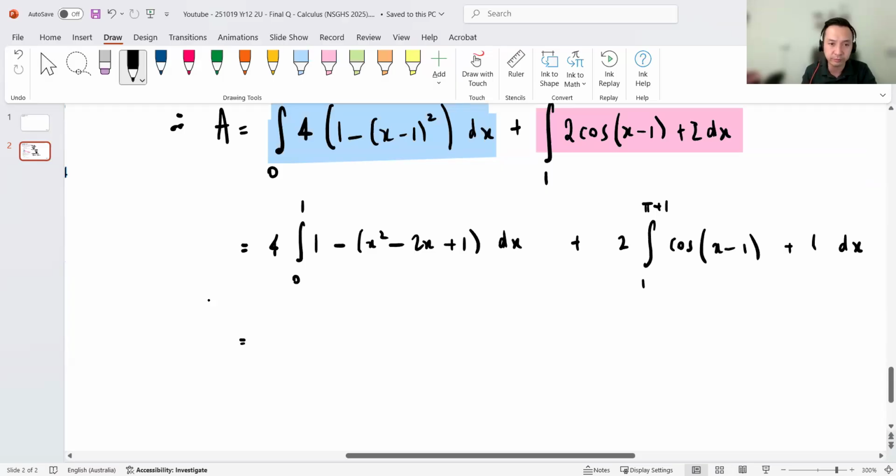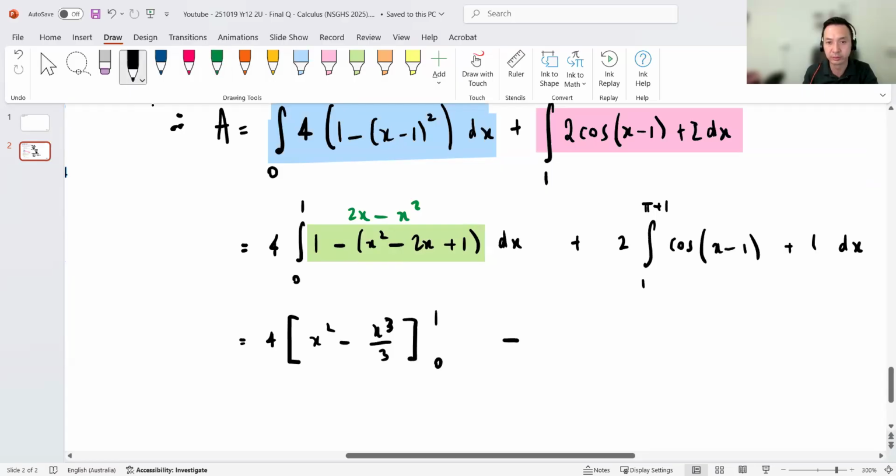For this one, that bit there, what does it become? The ones cancel out, so it becomes 2x minus x squared, right? So when I integrate it, it'll be x squared minus x cubed on 3, from 1 to 0, plus 2, that's integrable to sine(x minus 1) plus x. Yeah, not hard, right? Not hard.